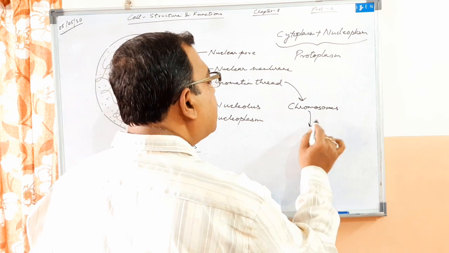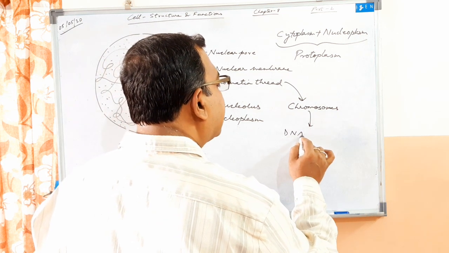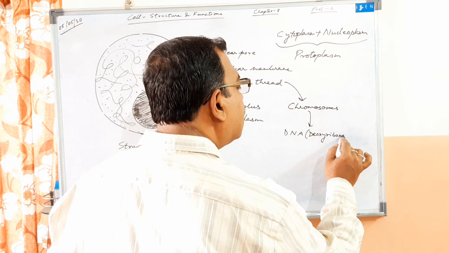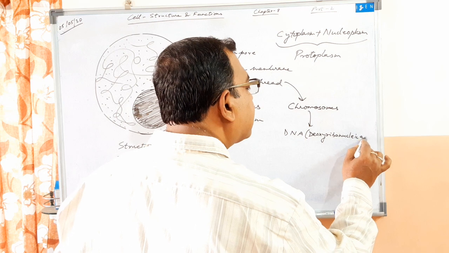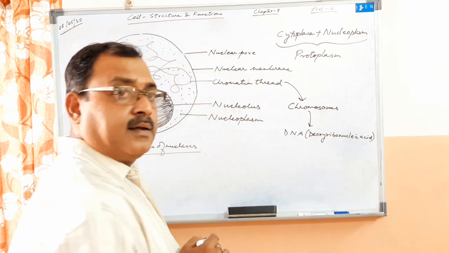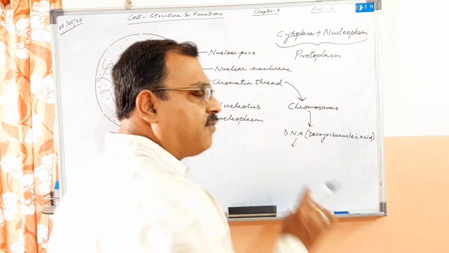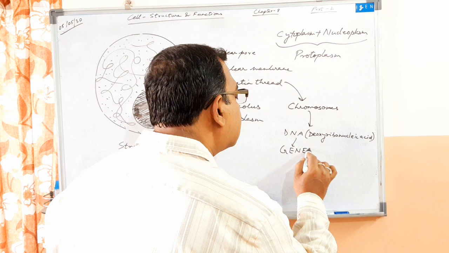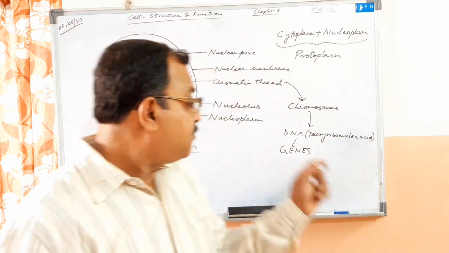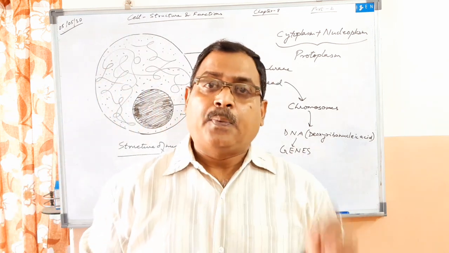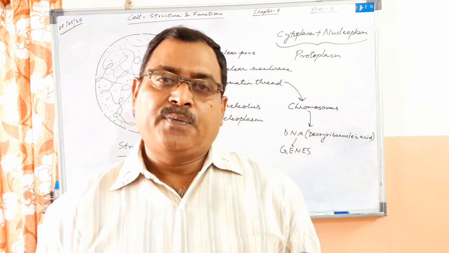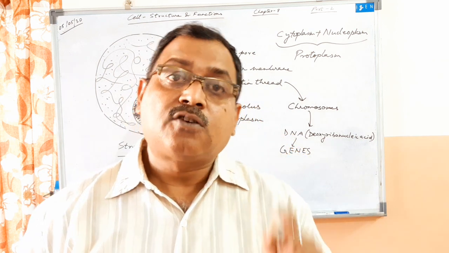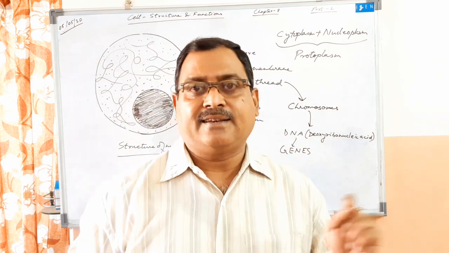These chromosomes are made up of DNA, that is deoxyribonucleic acid. Now this DNA contains very small segments which are called genes. And these genes, what are they? They are the units responsible for transmission of hereditary characteristics.